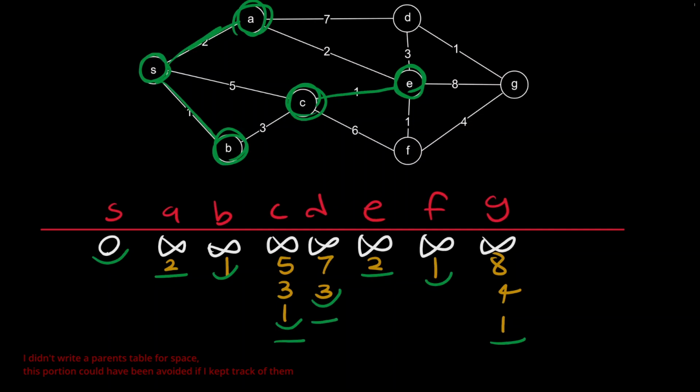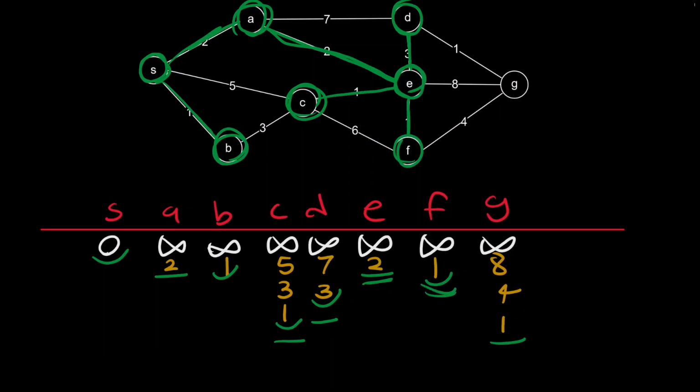Let's look at D. D had this 3. D had this 3 here. And E had this 2. This was this 2 connection coming from A. And now this F, this was this connection coming from E. And then G, this 1 connection. This 1 connection was coming from D. This looks to be the MST.